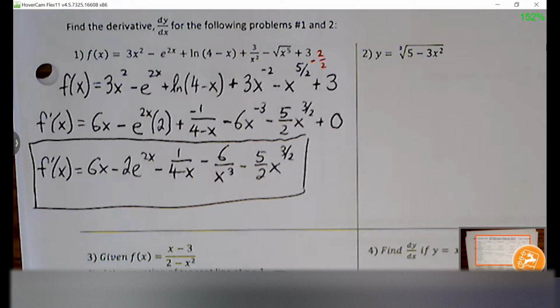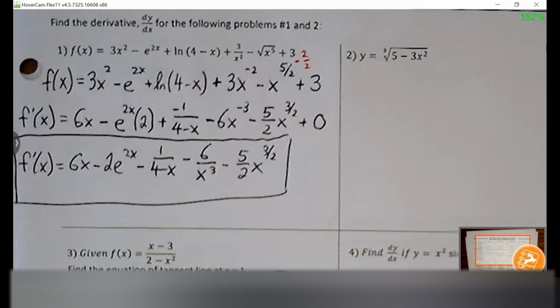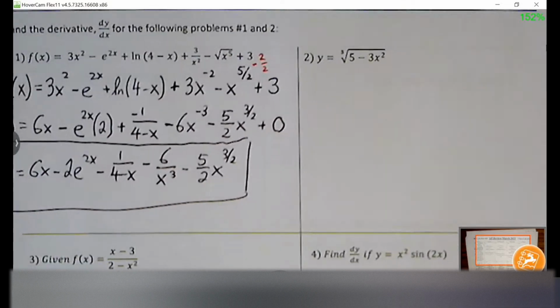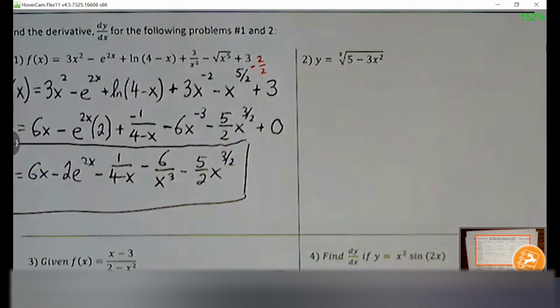Any questions with one? All right, number 2. I see a radical there, so maybe there's something that I can do to rewrite it. What could we do to rewrite this?